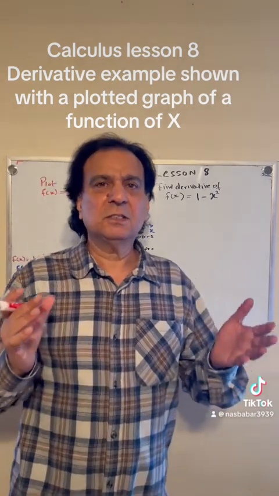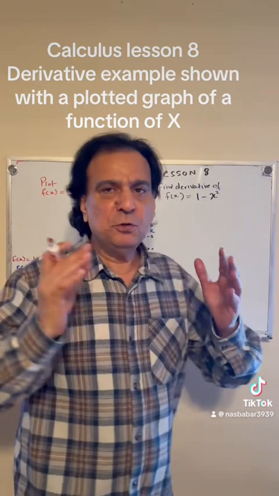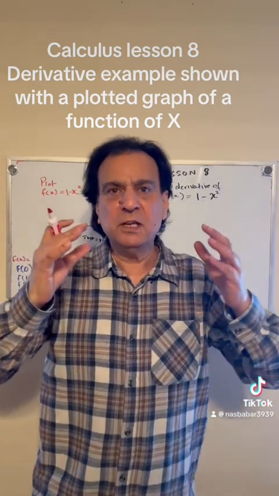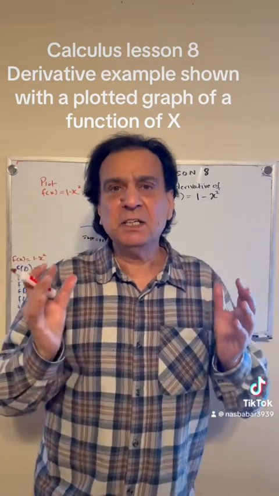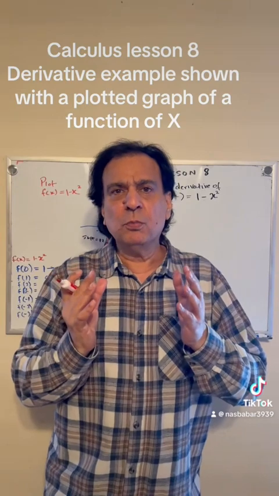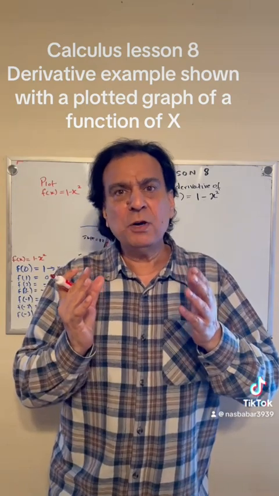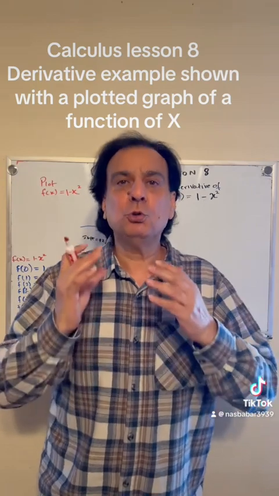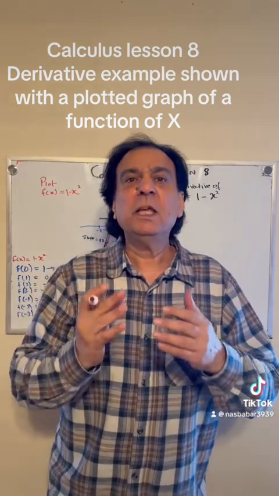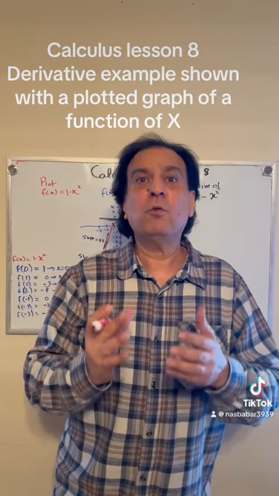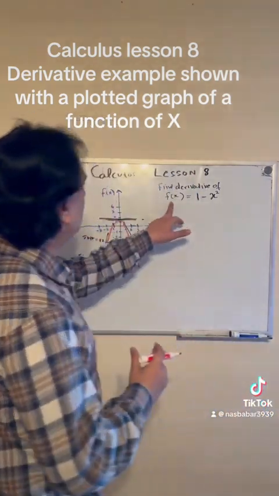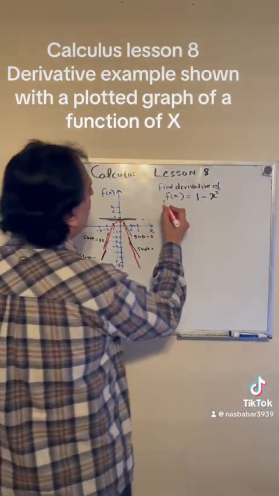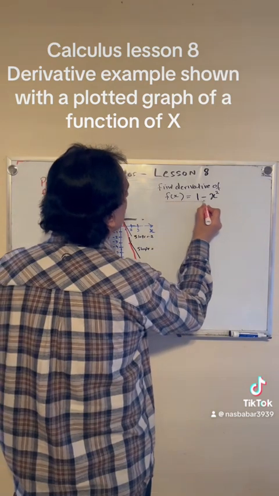But you wouldn't really visualize in practicality how you are seeing that slope on the curve. And my intention today is to show you that also with a plotted graph for the function. So this is the function we want to solve. f of x is equal to 1 minus x squared.